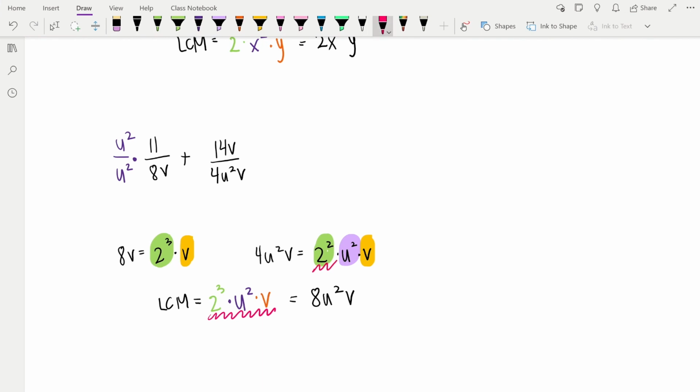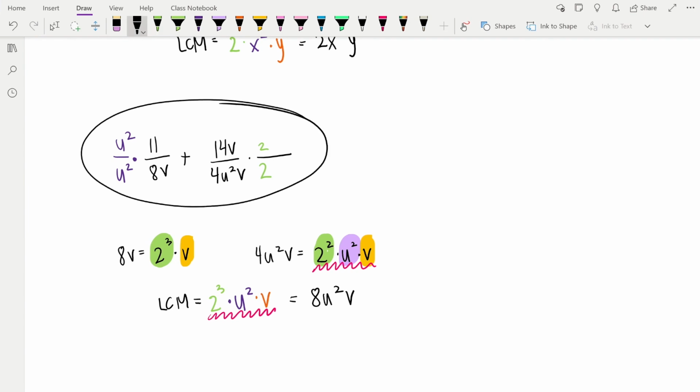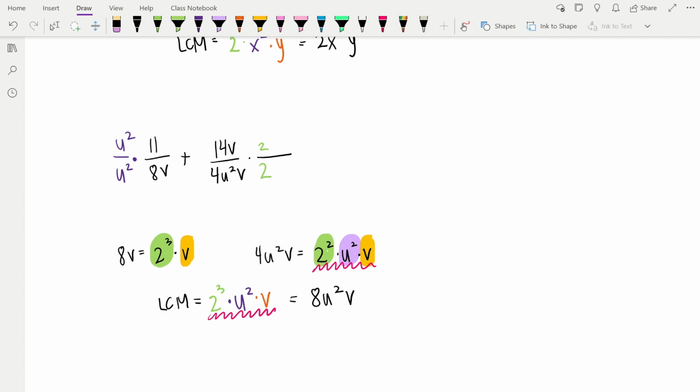Now let's compare the other fraction. So 2s. There are 2s, but here I only have 2 squared, and here I have 2 cubed, which means I still need one more 2 on the top and the bottom. U squared already there, v already there. So in fact, I only need to multiply by the 2 on the right-hand fraction in order to get a common denominator. And that's it for today. So let's focus on this step of finding the least common multiple, and then let's extend that to being able to get our fractions to have their common denominator.